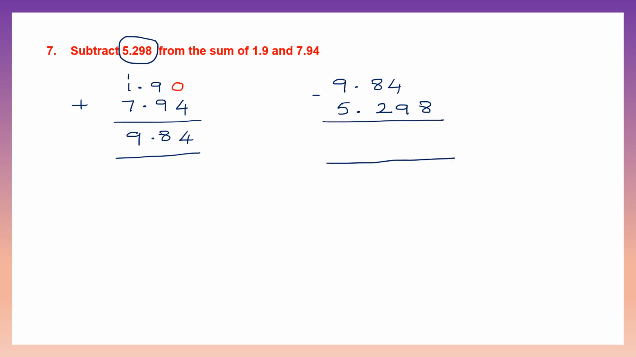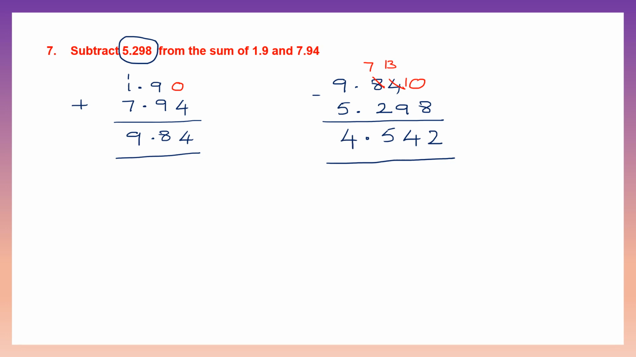So put the 0 to make them like decimals. Now 0 minus 8 we can't do. Let's borrow from here. So 10 minus 8 is 2. Now 3 we have. Again we can't subtract, so we're going to borrow. 13 minus 9 is 4. 7 minus 2 is 5. And 9 minus 5 is 4.